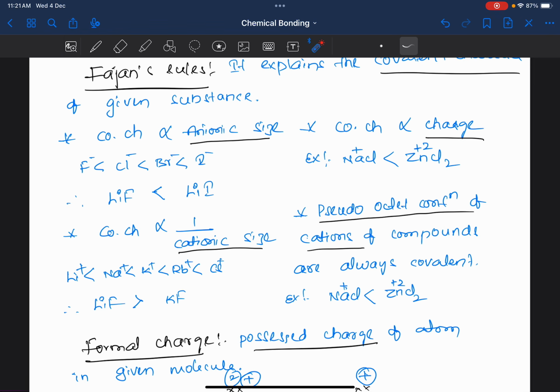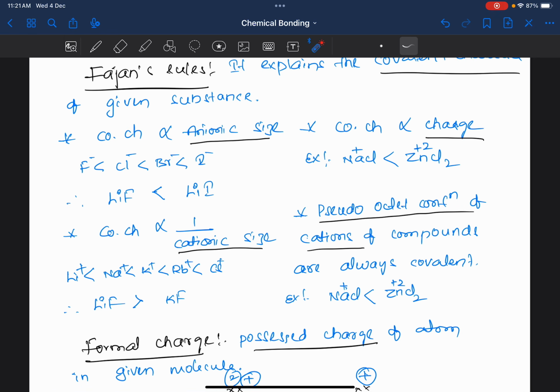And next point: compounds with cations having pseudo-octet configuration are always covalent. For example, in sodium chloride and zinc chloride, as I already said, the zinc ion has pseudo-octet configuration. Therefore it is more covalent than sodium chloride.